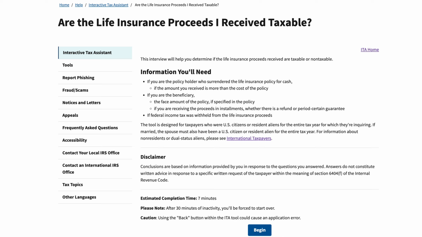So as usual, this interactive tax assistant tool is specifically for U.S. citizens or resident aliens. If you are a non-resident or a dual status alien, then there's a part of the IRS website under international taxpayers that you'll have to check out to get more information. The IRS website says it takes about 7 minutes to complete this, so let's get started.